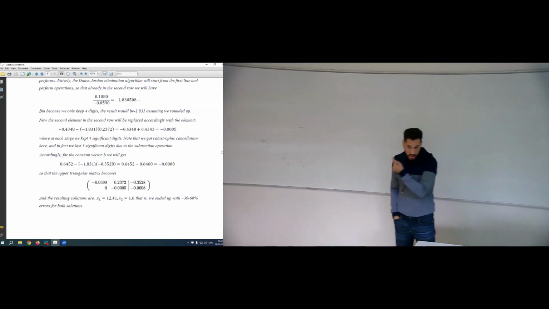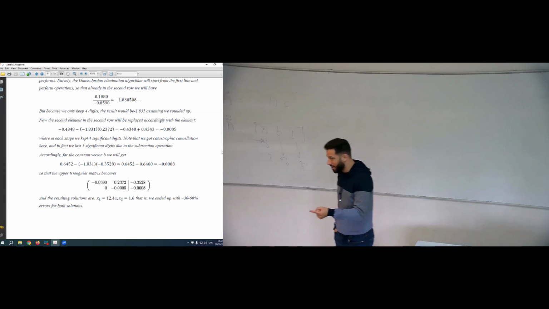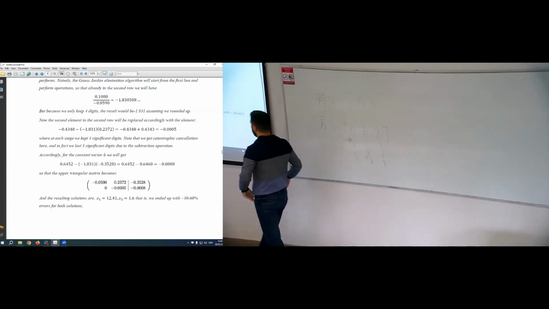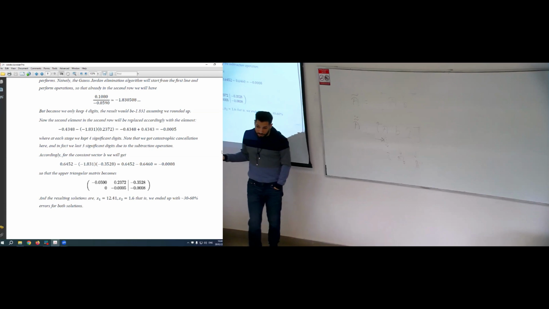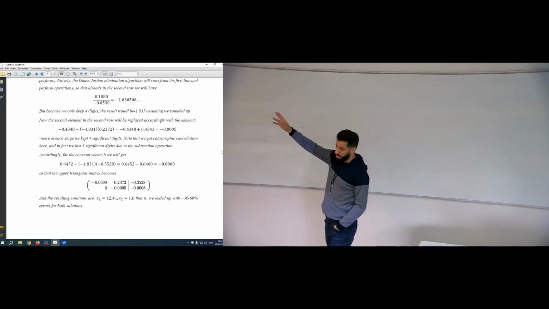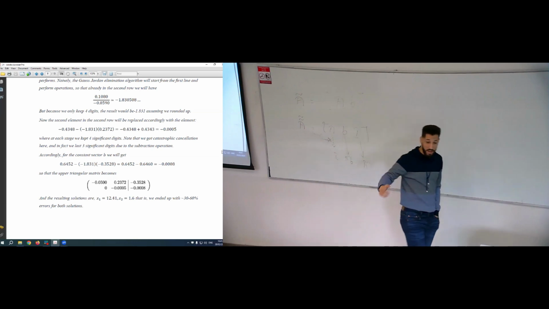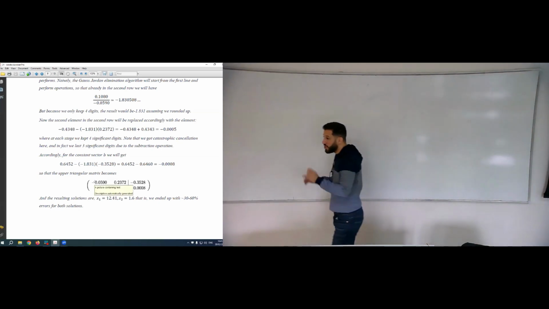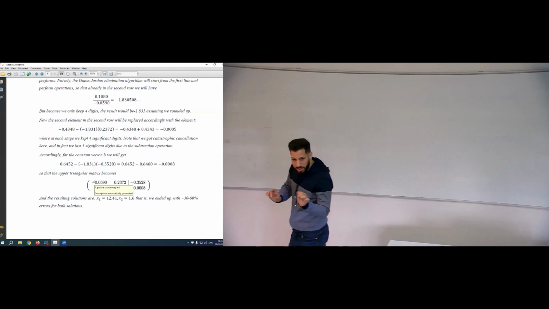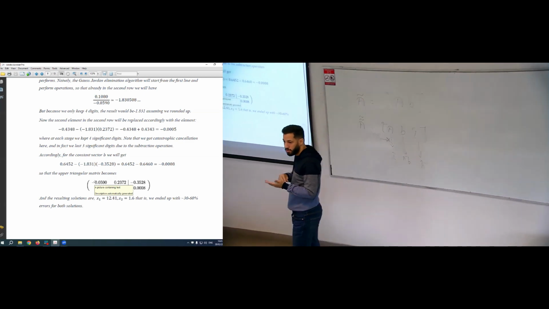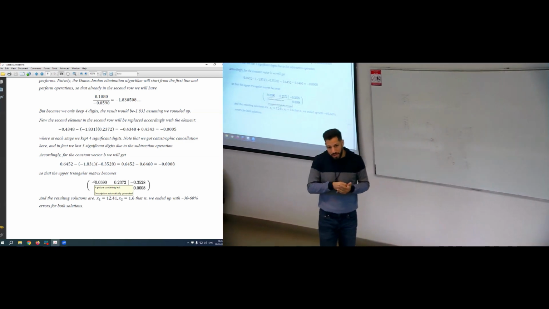So the exact solution was 10 and 1. Now it's 12.41 and 1.6. So my error in x1 is 24%, and my error in x2 is 60%. Huge. That's because we divided by that small number and then added and subtracted. So what's the solution of this problem? The two problems are close to each other. The one problem is that the pivot is 0. That's an analytical problem. I have to swap. And the second problem is that it's small.